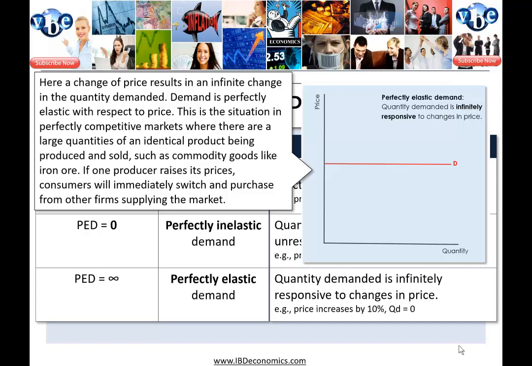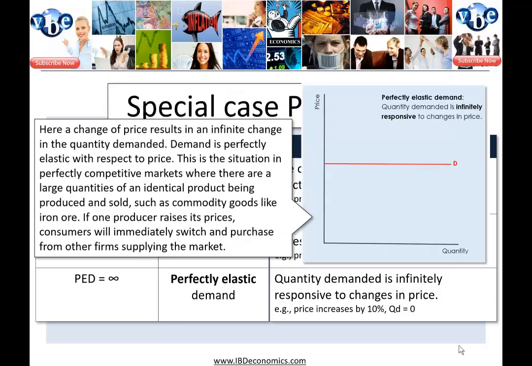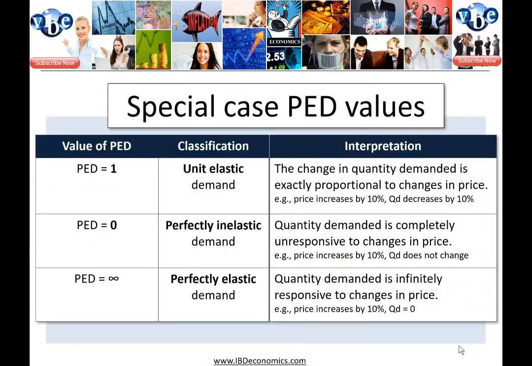This is a situation in perfectly competitive markets, with large quantities of identical products being produced and sold. And this is common with commodity goods like iron. If one producer raises its prices, consumers are going to immediately switch and purchase from other firms supplying that market. So for that producer, in a perfectly competitive situation, with an increase in price, all their customers are going to leave them and go and purchase an alternative identical product from a nearby competitor. So, our 3 special case PED values.